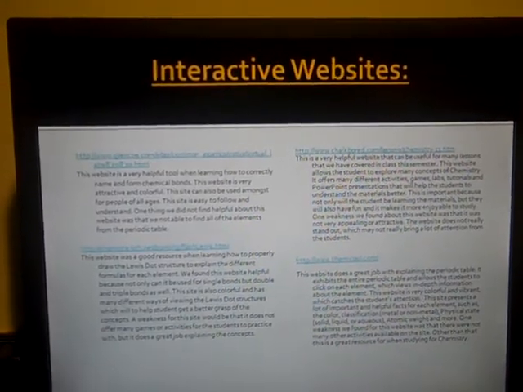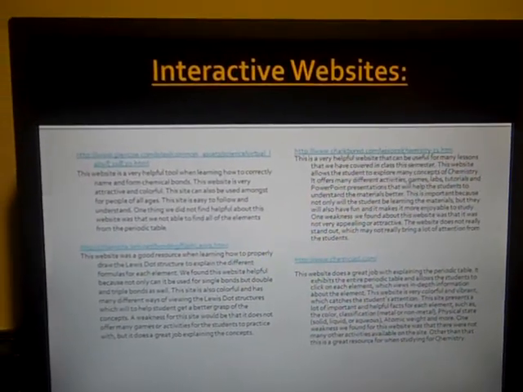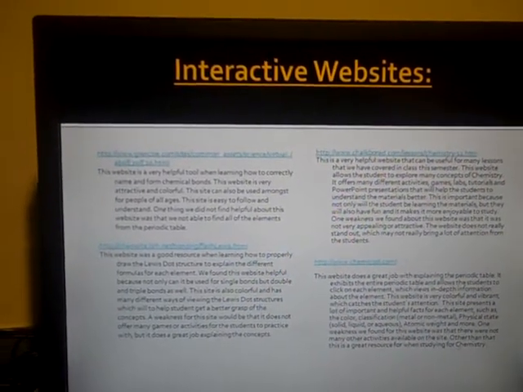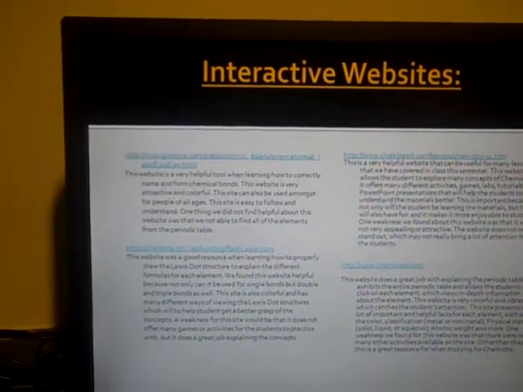Here are some interactive websites that our group came up with, and we viewed them and we found both the weaknesses and the strengths of all four.